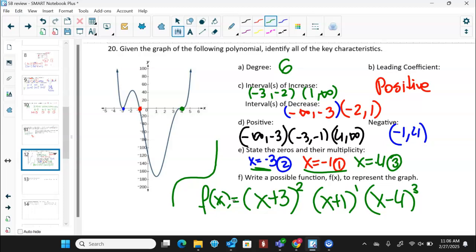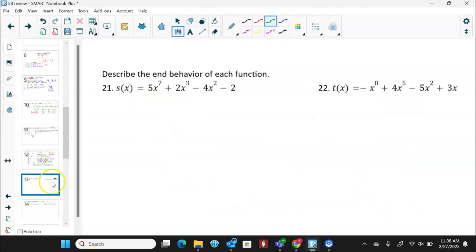All right. And then moving on to the next question. All right, describe each function's end behavior. You can graph it to help yourself visually if that's what helps you. I do not need to graph it.